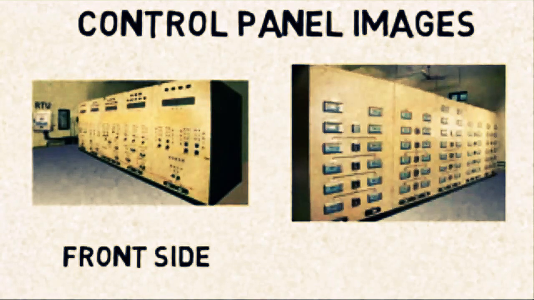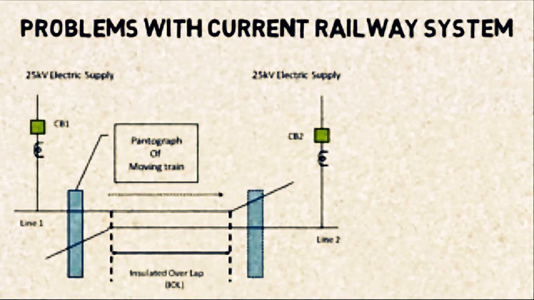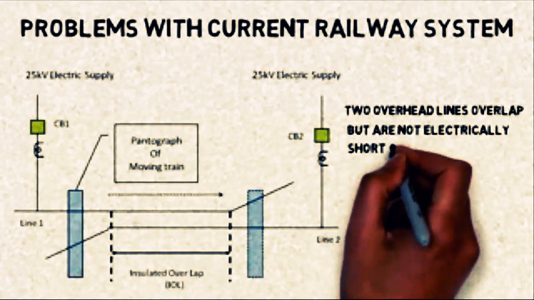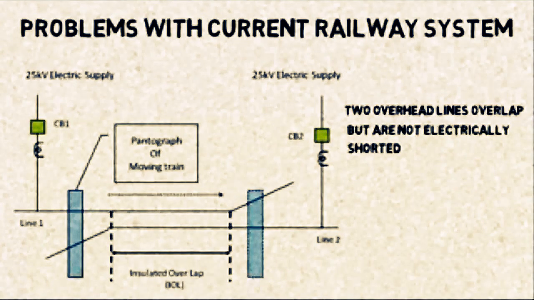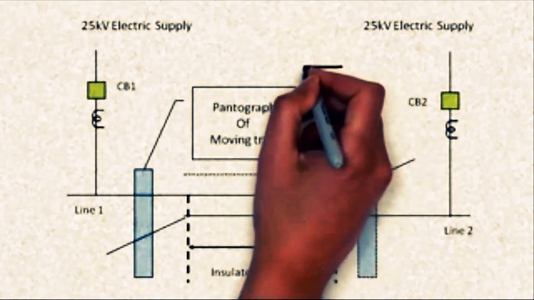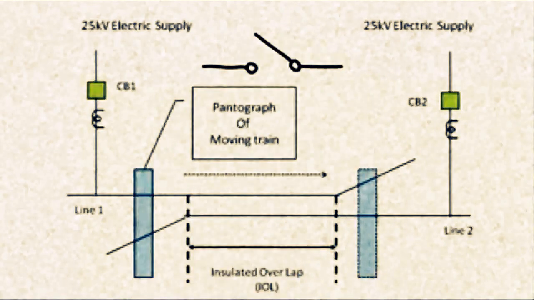Now let us move towards the problems with the current railway system. At a certain location within the railway network, there comes a point where two overhead lines overlap each other but are not electrically shorted. This is known as insulated overlap. Whenever a train passes through an insulated overlap, the two supply lines coming from either side are momentarily shorted because of the pantograph of the railway.